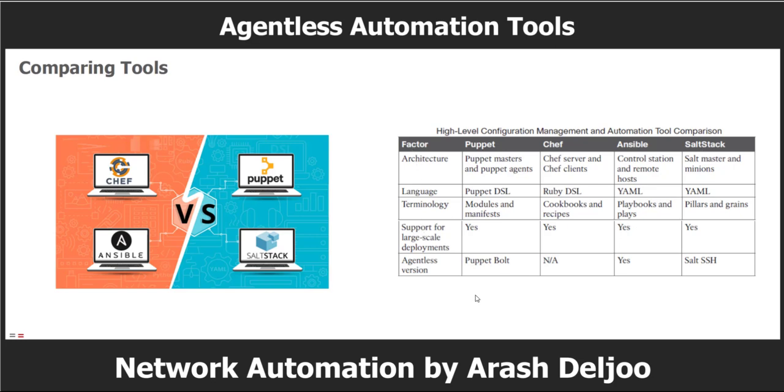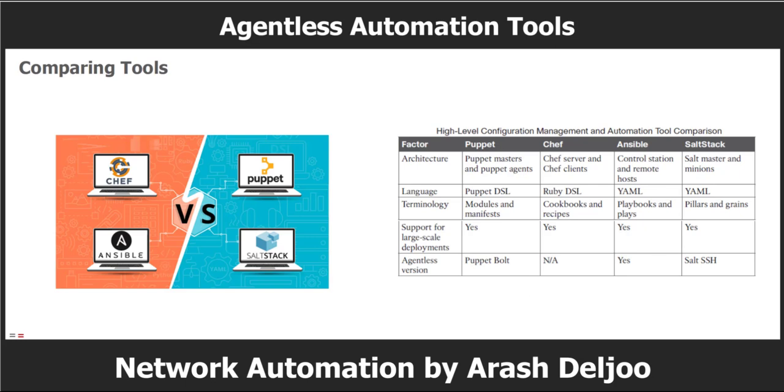About the support for large scale deployment, all of these tools support large scale deployment. And about the agentless version, Puppet has Puppet Bolt, Chef doesn't have an agentless version, and Ansible is agentless, and after that SaltStack also has Salt SSH, which is the agentless version of SaltStack.